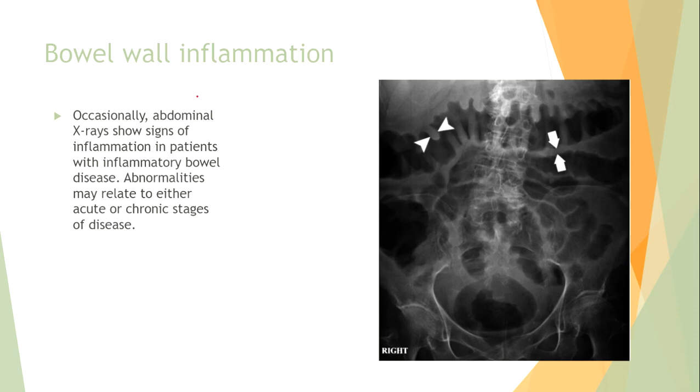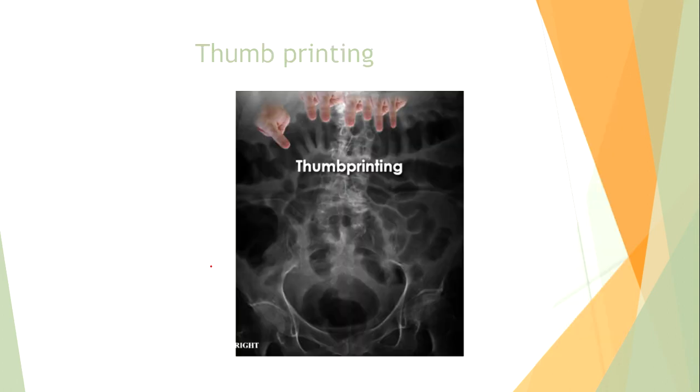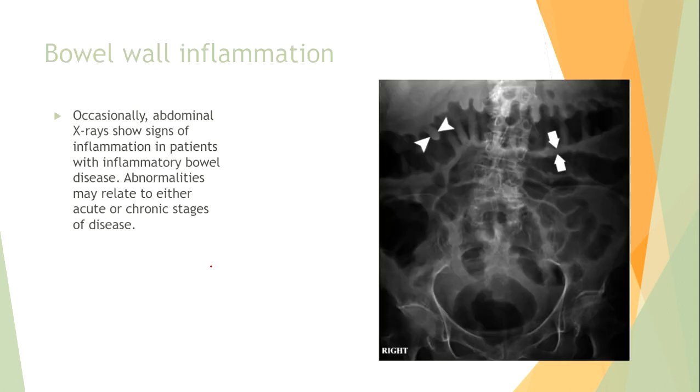Bowel wall inflammation. Occasionally, abdominal X-rays show signs of inflammation in patients with inflammatory bowel disease. Abnormalities may relate to either acute or chronic stages of disease. Thumbprinting.